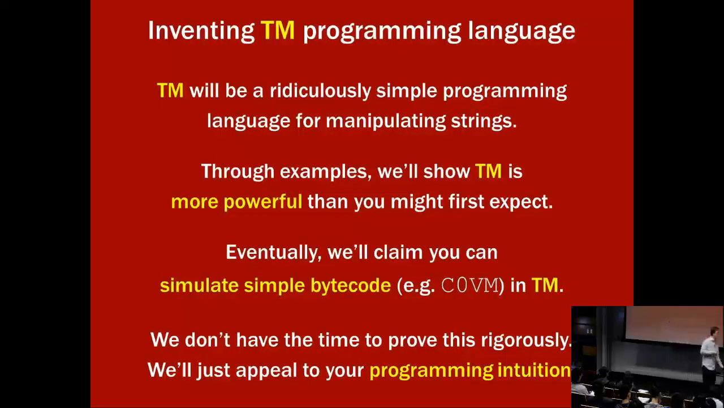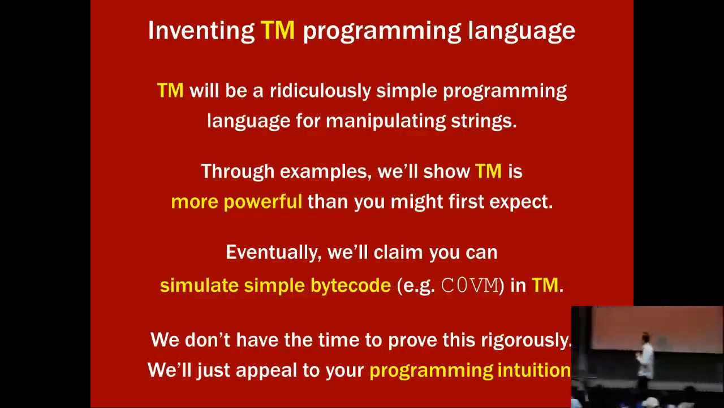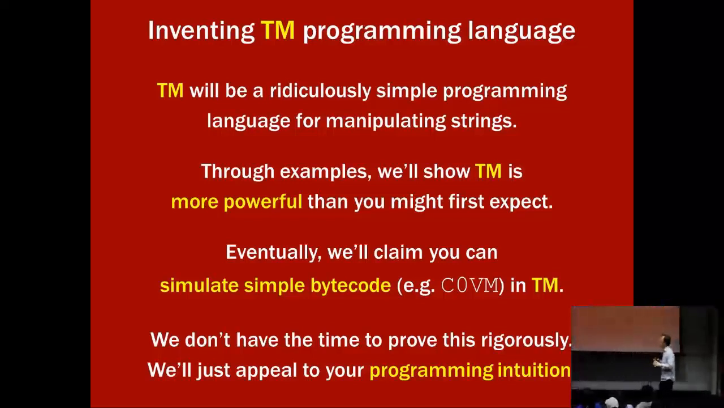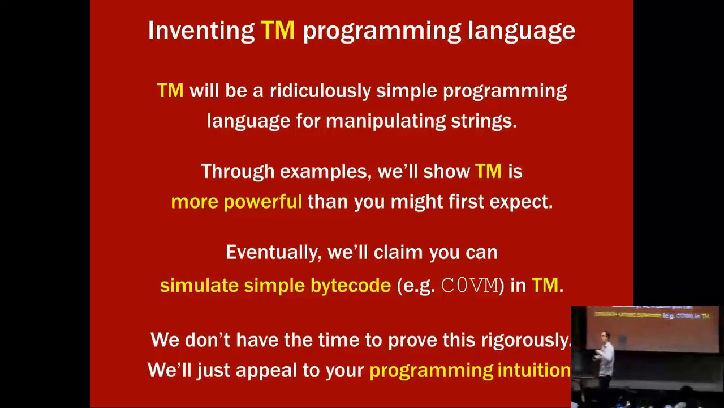Okay, so let's talk about inventing this totally minimal TM programming language. It's going to be a ridiculously simple programming language, which is all about manipulating strings. What I'm going to eventually do, through examples, is show that it's actually more powerful than it looks at first. You can really do a lot of basic programming tasks with it. In fact, I'll eventually argue that it's powerful enough that you could even simulate some C0VM or some assembly language with it, and therefore also all of C and Java and everything.